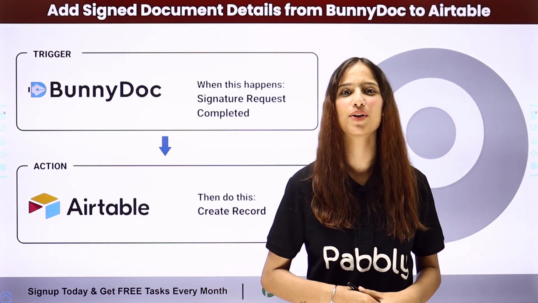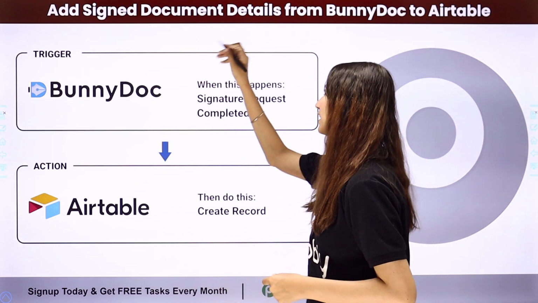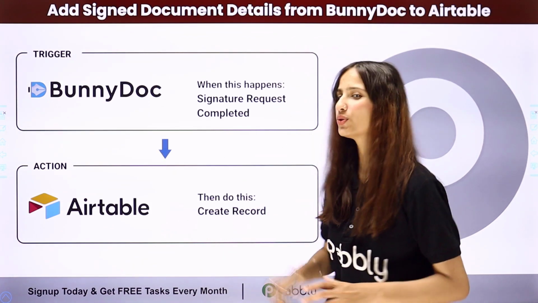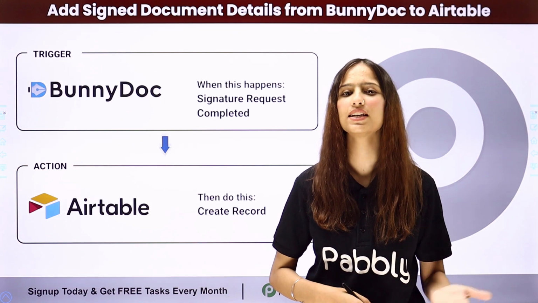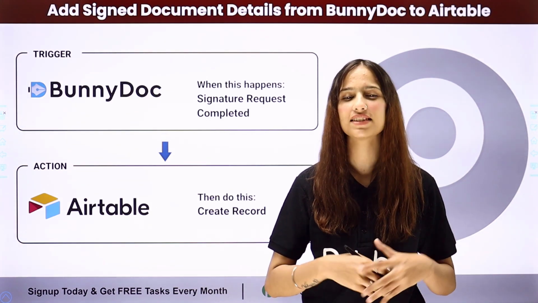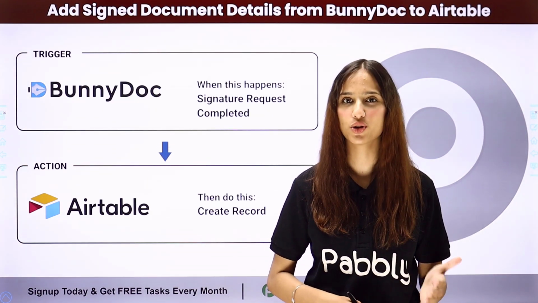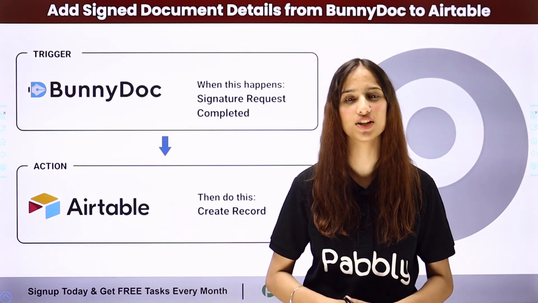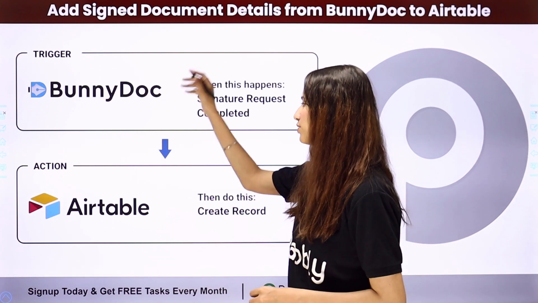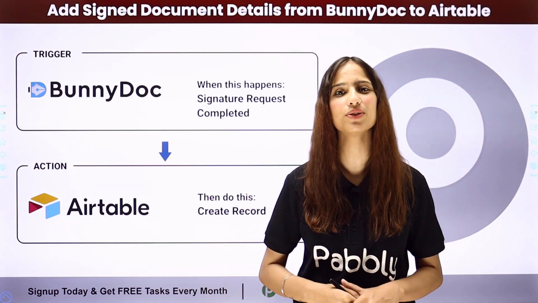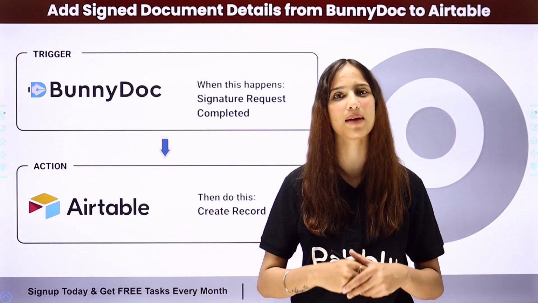So in today's video we are going to understand how to add signed document details from BunnyDoc to Airtable. By using BunnyDoc, I have created a document, let's say a job offer letter. My objective is that whenever a person signs the document, I want to create a record in my Airtable account. Now to do this, I need to build a connection between these two applications, for which I'm going to use this amazing automation software, that is Pabbly Connect.